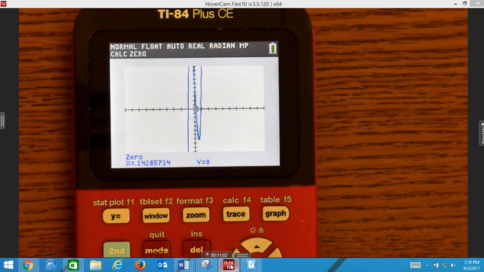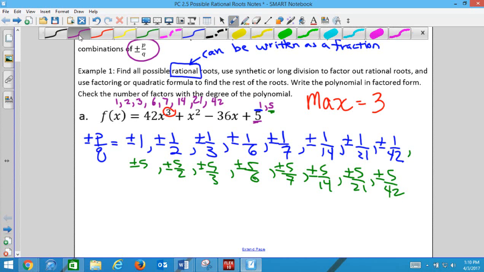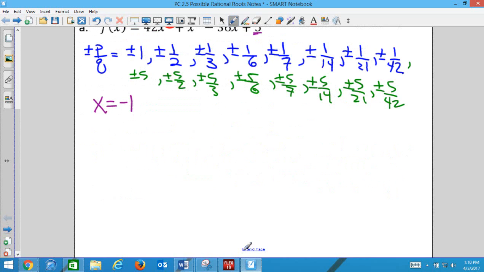I'm going to go back to the notes. We know that -1 was a 0. We knew that for sure. We knew x equals -1 is a 0, is a root. So we're going to change that. We're going to put it in factored form, x plus 1. Right? That's what we did last week.